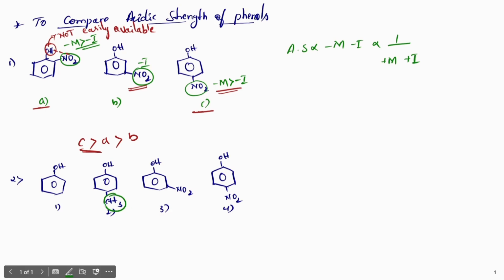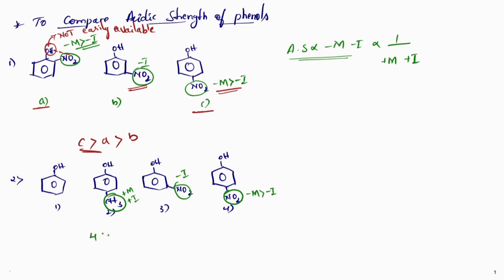So here, this CH3 group gives plus M effect and plus I effect. And here the NO2 group gives only minus I effect, not minus M effect, because at the meta position the mesomeric effect does not operate. Since the NO2 group is at the para position, this gives minus M effect and minus I effect. Here minus M takes preference over minus I effect. So according to this, we know that acidic strength is directly proportional to minus M effect and minus I effect. Therefore, 4 is more acidic.